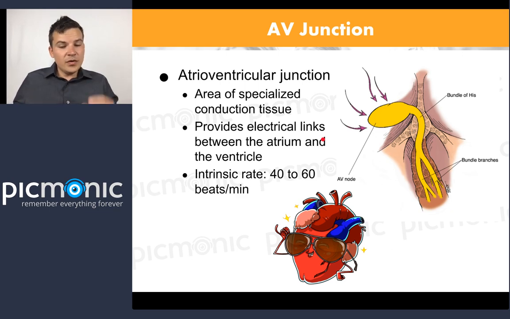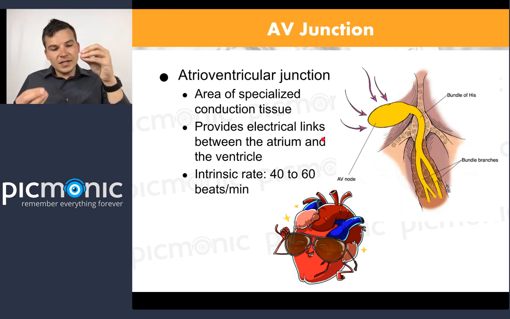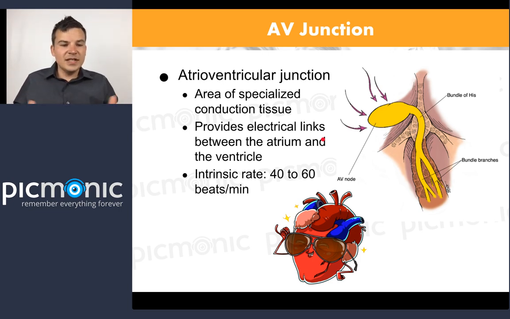Now, the AV node is the second spot that gets electricity. So it comes from the SA node to the AV node, then all the way down and fires throughout the rest of the heart. Well, if the SA node fails, if something happens and you have a heart block, a blocked conduction pathway, the AV node can take over. It can work all by itself because that's one of the great properties, but sometimes bad properties, of the heart: that they're automatic.